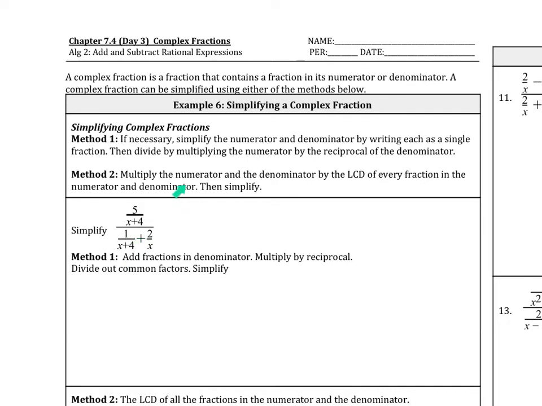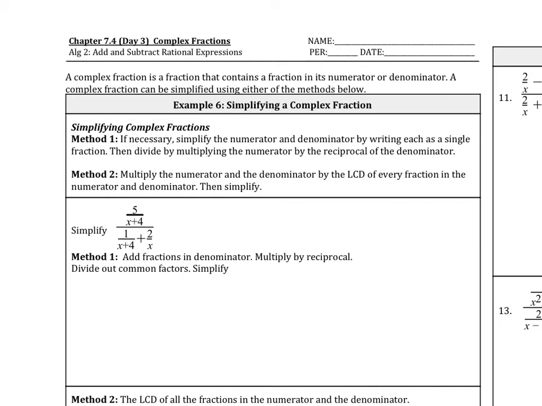Method 2, we're going to multiply the numerator and denominator by the LCD of every fraction in the numerator and denominator, and then simplify. I'll show you both methods with the same problem so you can see what that looks like. Each method is good. It's just a matter of what type of fraction you have, and you'll see that in another example.